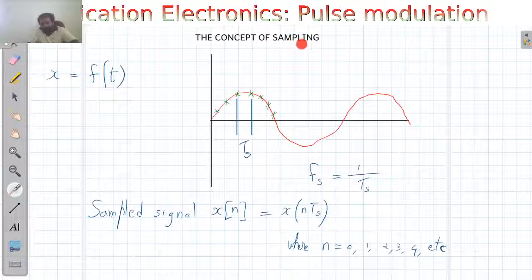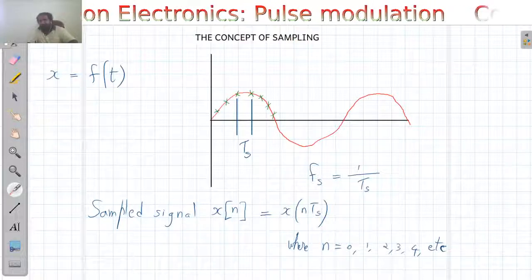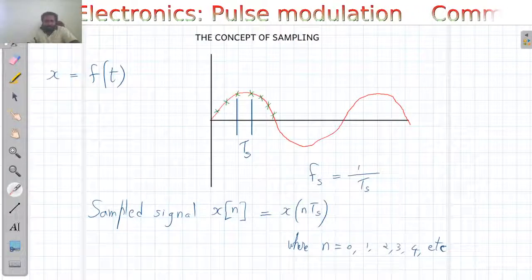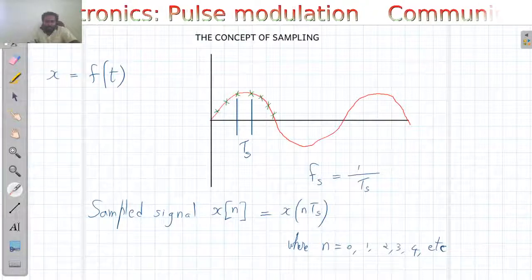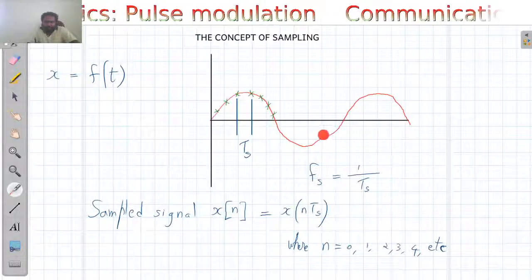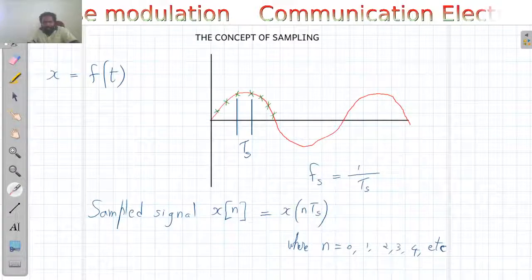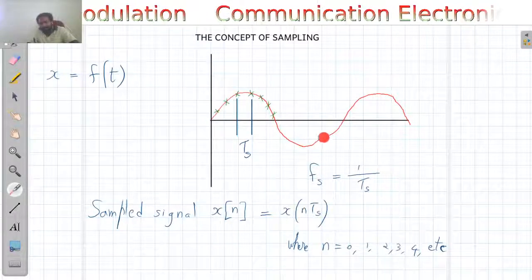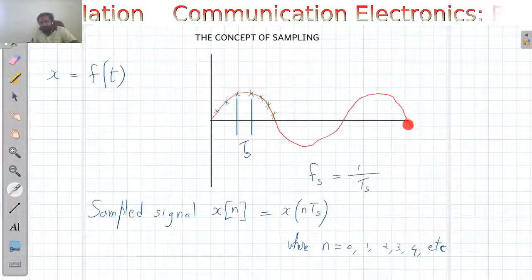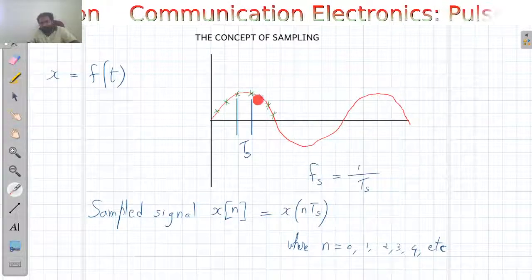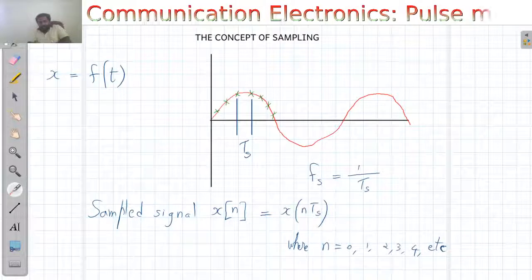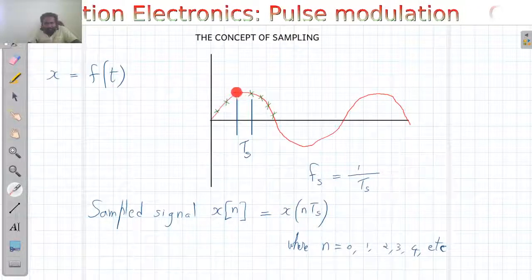Okay, it is very important in the case of pulsed communication, and let us see what it is. Imagine we have a sine wave like this. The red color wave represents our sine wave, and as the definition says, it is a continuous wave, and the derivative is defined all over the waveform.